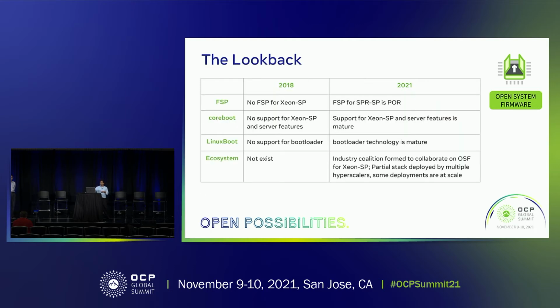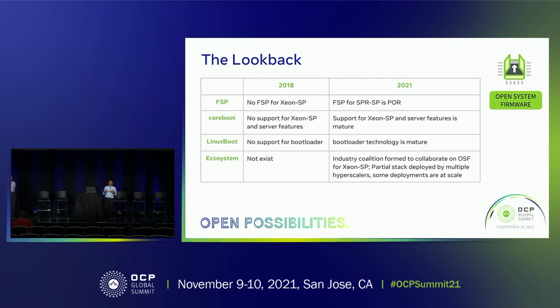Looking back, if you look at the 2018 snapshot of what we were doing at that point to 2021, we didn't have FSP on the Xeon platforms. We didn't have core boot features. I will briefly touch upon the core boot features very quickly. We didn't have support for the bootloader. Linuxboot was not even integrated, and we did not have any ecosystem whatsoever. Now, fast forward, we have an OCP accepted platform. We are working on the next generation. We have a very vibrant ecosystem, which we are really proud of.